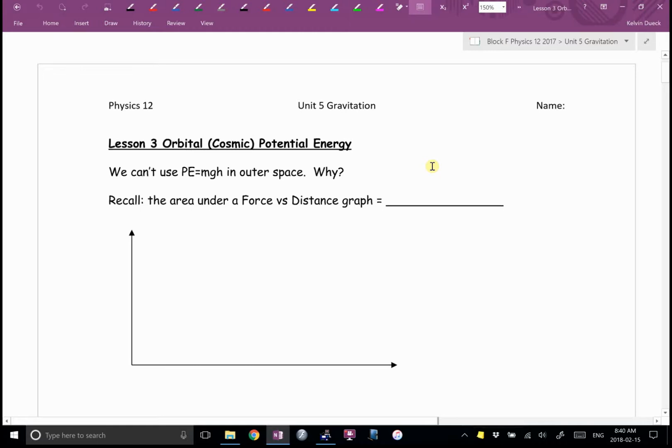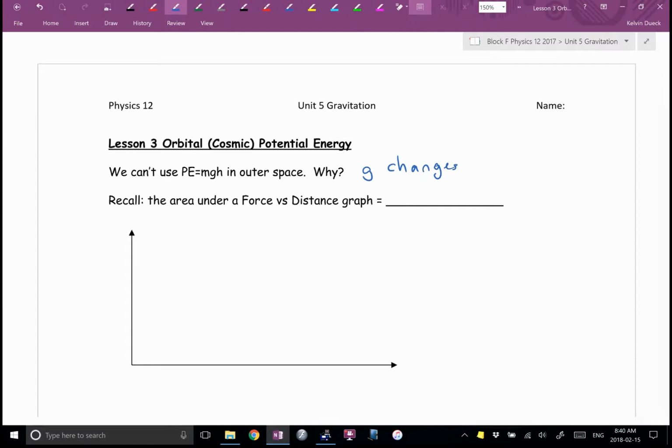Zach? Yeah, there is gravity in space. I could measure that quite easily. That's not the issue. Why can't we use mgh in outer space? Chang, what? The further you go into space, the less this gets. So we cannot use mgh.